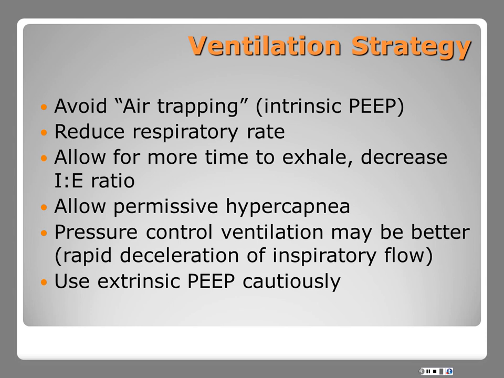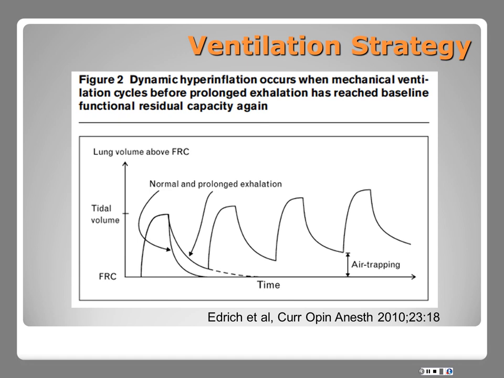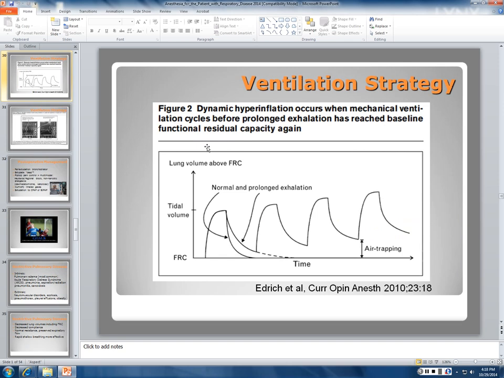Most of these patients have increased CO2 as baseline, and pressure control ventilation may be a better choice because of the rapid deceleration of the inspiratory flow at the end of inspiration. So there's less time spent on inspiration in pressure control overall. And use extrinsic PEEP very cautiously. Always think about the intrinsic PEEP that these patients may build up on top of what you dial in.